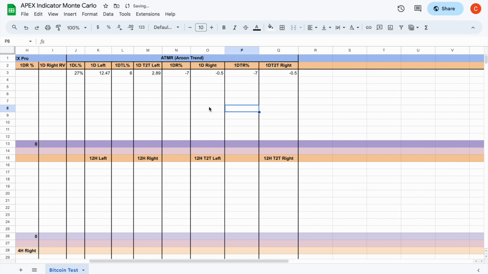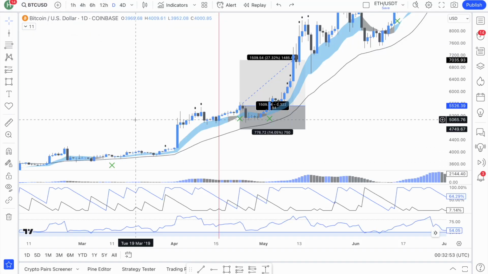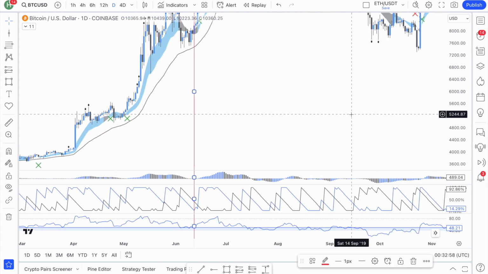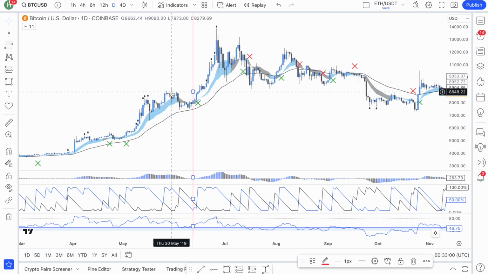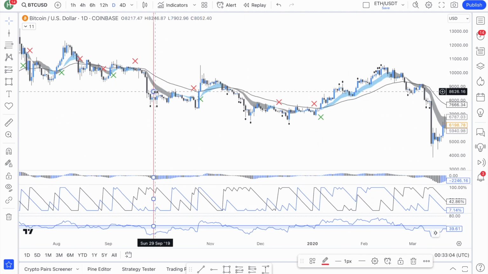0.5. All right, so got the first trade out. This is going to be a little harder than I thought to test, but that's okay. December 2nd, 2019. All right, so get that out of the way. December 2nd, 2019. And feel free to pause the video at any time to check all the signals.